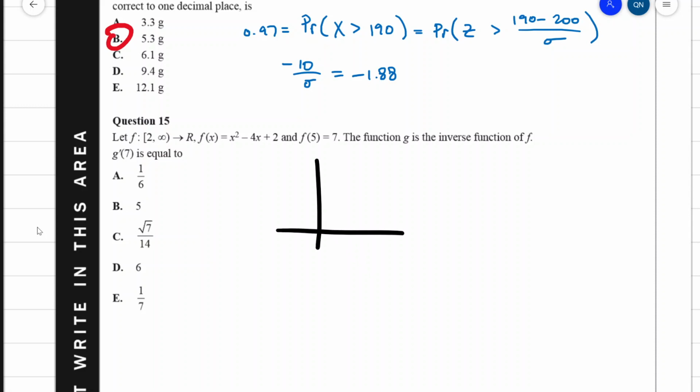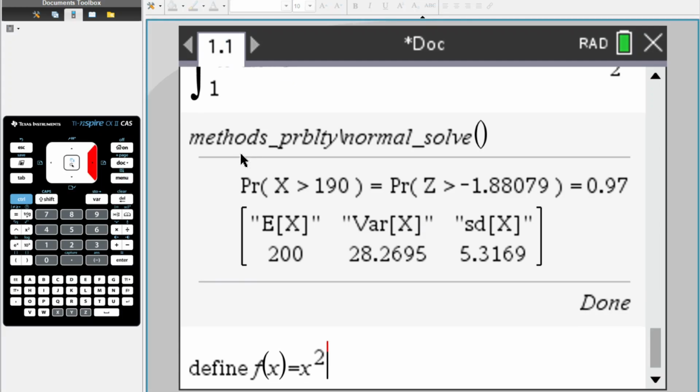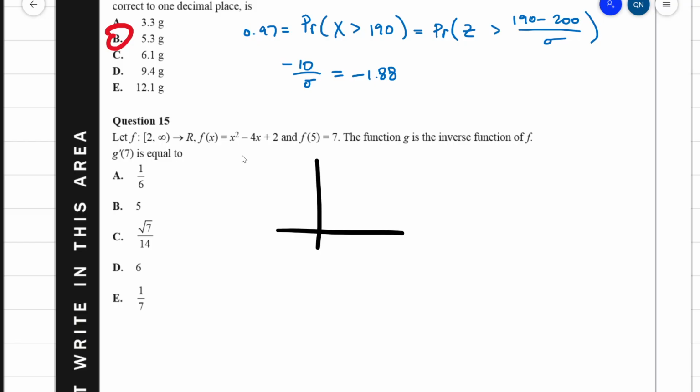So here are the axes. What's the turning point of this guy? Well, it's going to be 2 comma something. What's f of 2? That's 2 squared, that's 4, it's probably negative. So f of x equals x squared minus 4x plus 2. So what's f of 2? It's negative 2, so it's going to start down over here somewhere and then just go up. So the inverse function must look something like this. It's going to start at negative 2 comma positive 2 and go up like that.